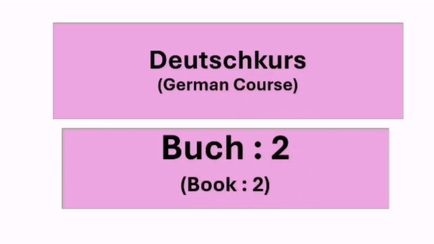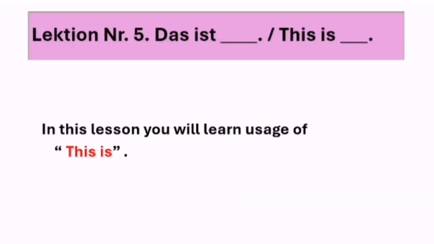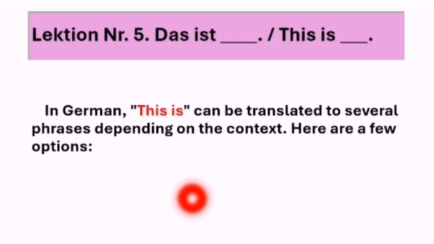Kursbuch 2, Book 2. Lektion Nummer 5, lesson number 5. So in lesson number 5, we will learn about "das ist". "Das ist" means "this is". In this lesson, you will learn the usage of "this is" in the German language.